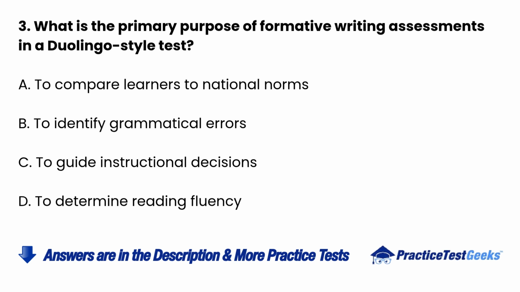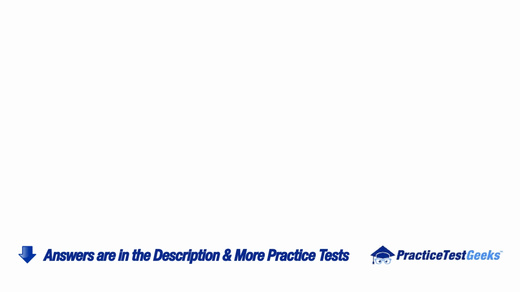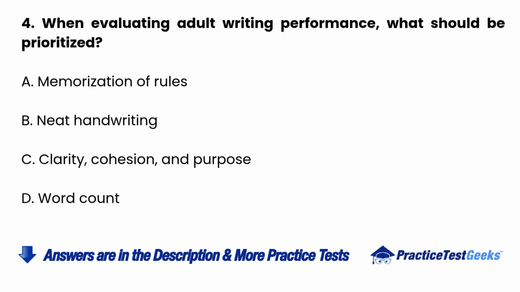A. To compare learners to national norms. B. To identify grammatical errors. C. To guide instructional decisions. D. To determine reading fluency. 4. When evaluating adult writing performance, what should be prioritized?